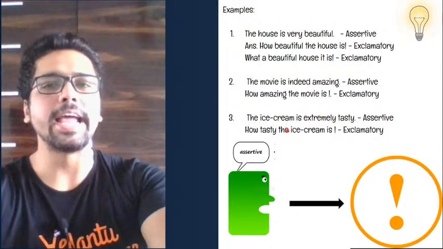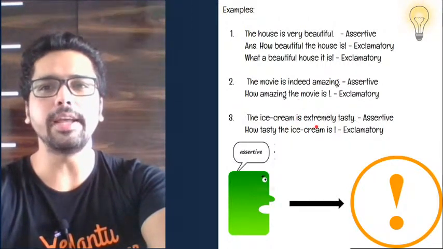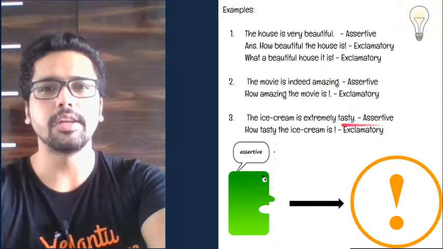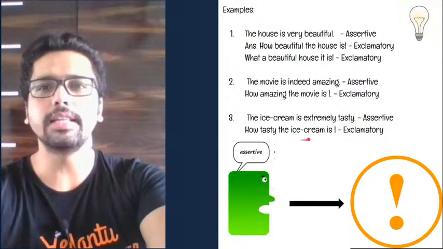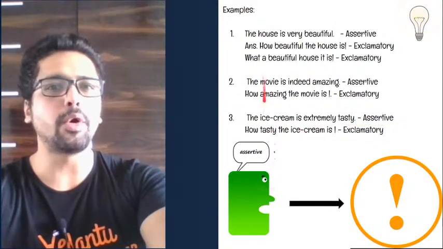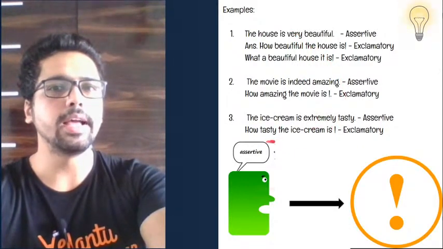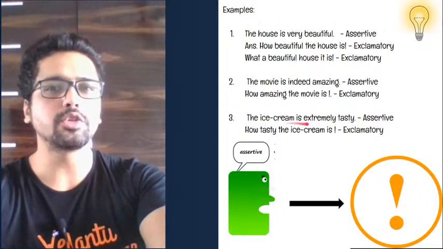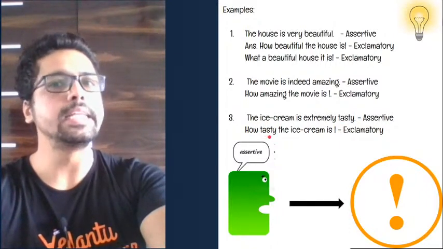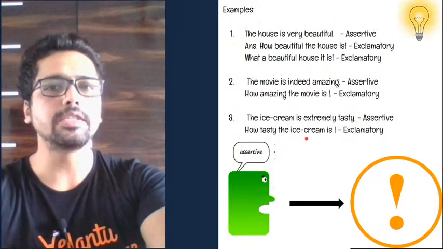Look at the third one. The ice cream is extremely tasty. That's assertive. So, how tasty the ice cream is. So you begin with what or how. We remove these words indeed, very, extremely, and then we end it with an exclamation mark. So the ice cream is extremely tasty. That means how tasty the ice cream is.